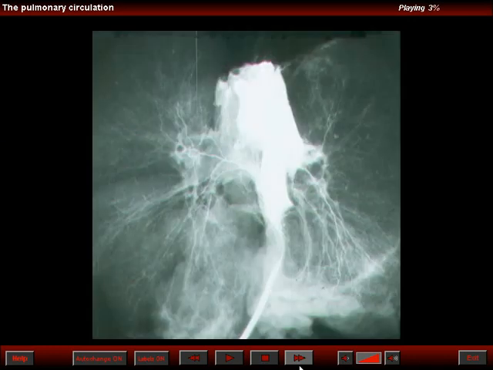The lungs have two circulations. We have described briefly the pulmonary arteries and the pulmonary veins. Now we're going to show you the second circulation, the bronchial arteries and the bronchial veins.